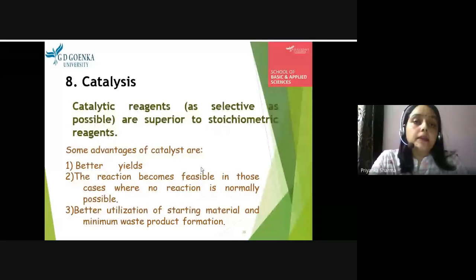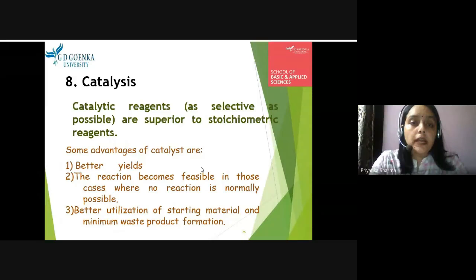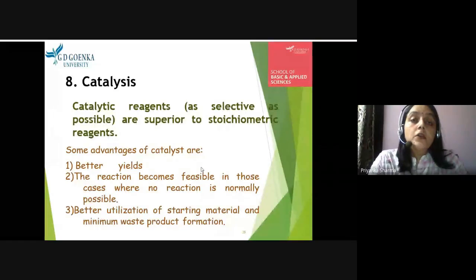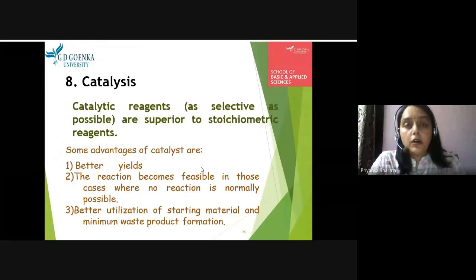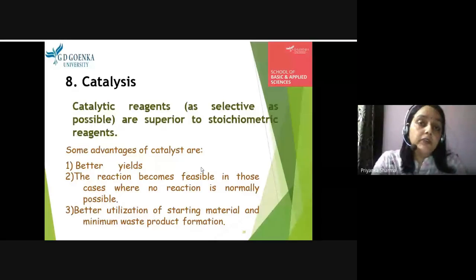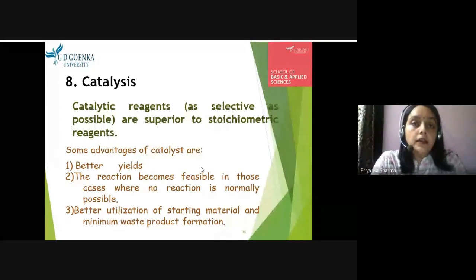Another principle of green chemistry says the use of catalysis. We know catalytic reagents or catalysts are used to increase the reaction rate. We can say it is used to increase the yield also, and we are able to make the reaction more feasible, and there is better utilization of the starting material or raw material. So nowadays we are looking for catalysts which are green catalysts, because it was found that with the catalysts we are using, the yield will be very high, because those catalysts have the correct orientation, and because of that correct orientation, the yield will be very high.